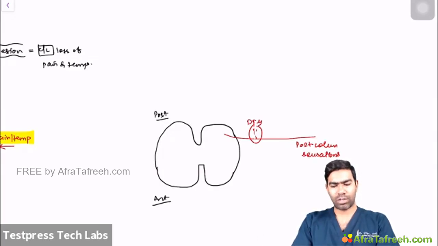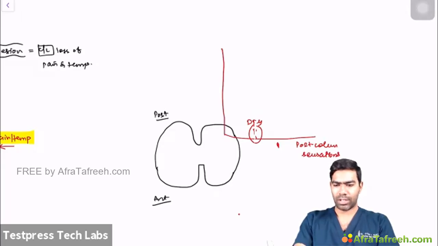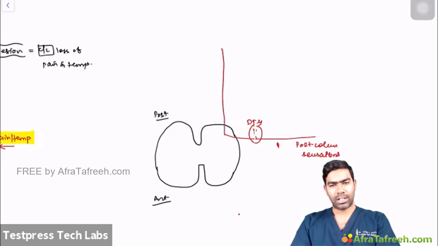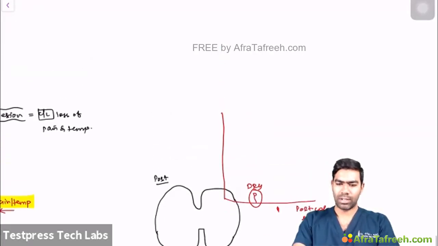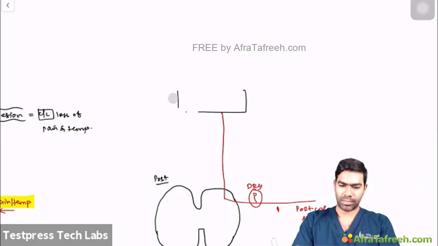The cell bodies of these first order neurons we are talking about will be present in the dorsal root ganglion only. And unlike the spinothalamic tract, they ascend up straight away. They don't have any specific nuclear communication in the spinal cord. They just ascend up. And unlike the spinothalamic tract, they're going to synapse in the brainstem.